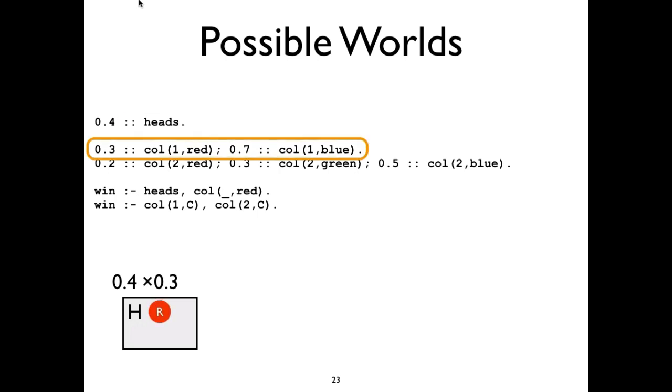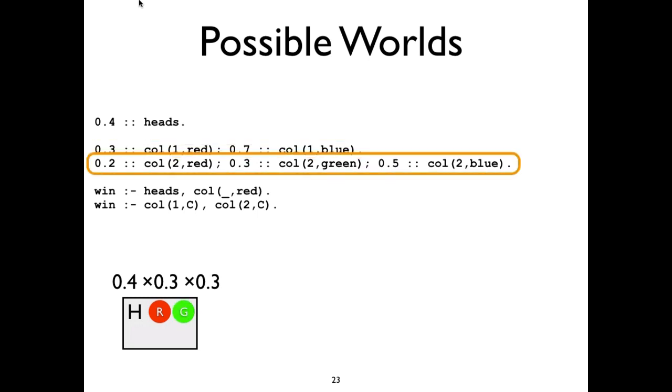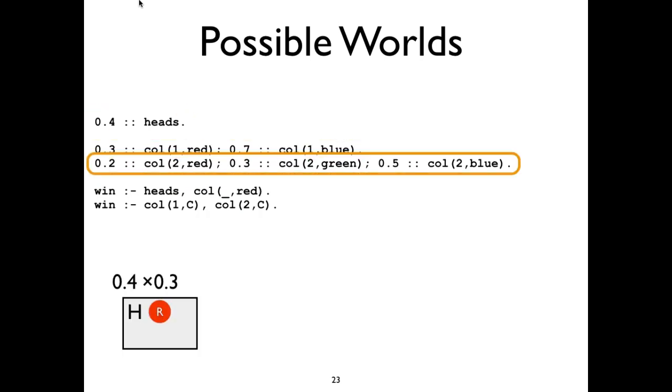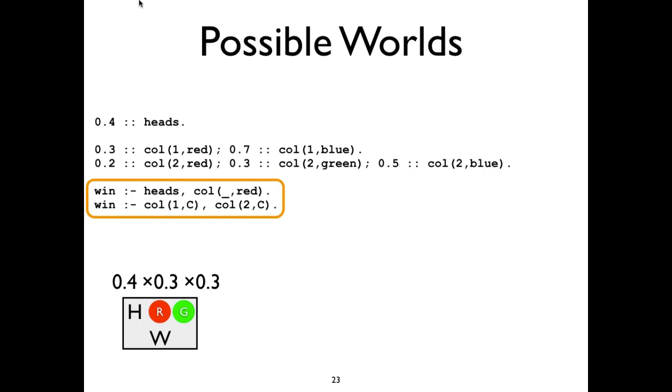I can look at the second one. There again, I can sample one of the two outcomes. Suppose I sample red, then I can add that to my possible world, and I know that the probability with which I will get red in there is 30%. I can do the same for the next probabilistic choice, and again I choose green. Green is also going to be there with probability 30%. I had these three basic facts, heads, red, and green.